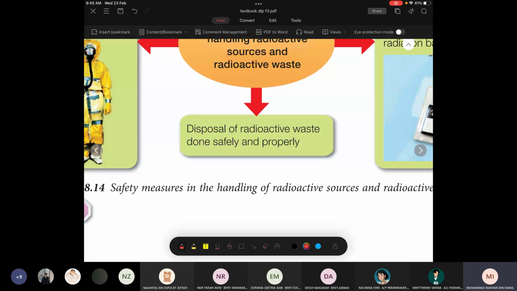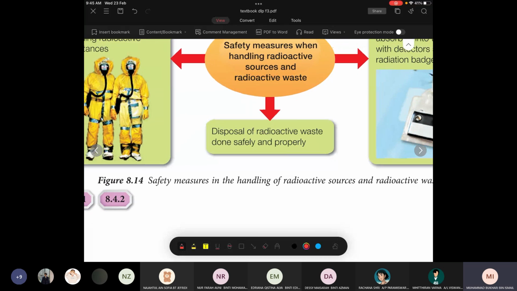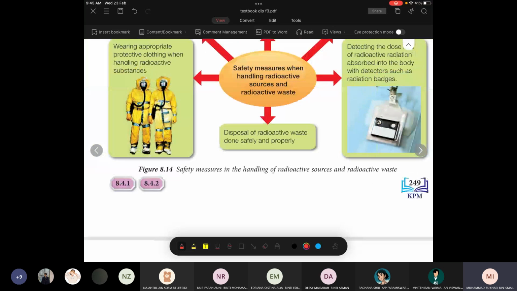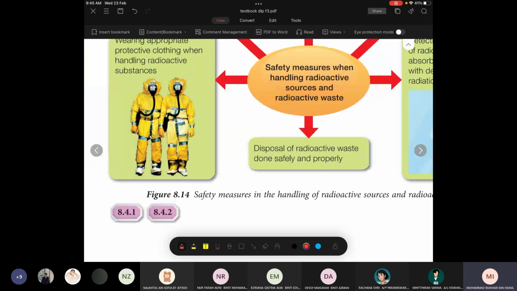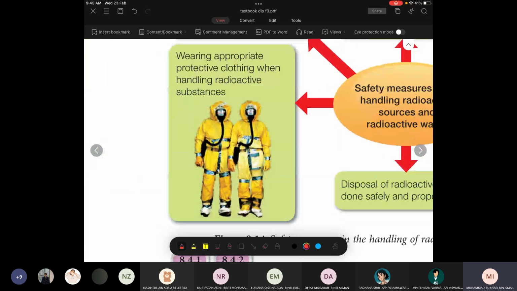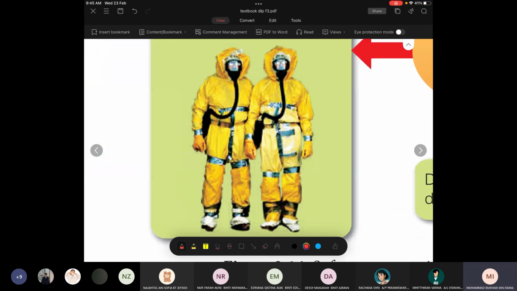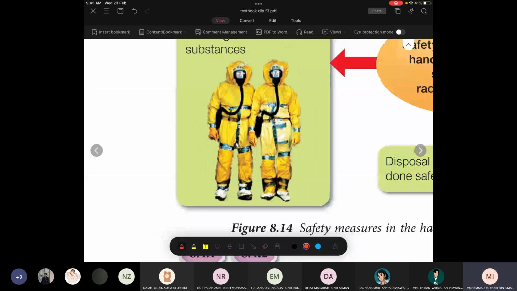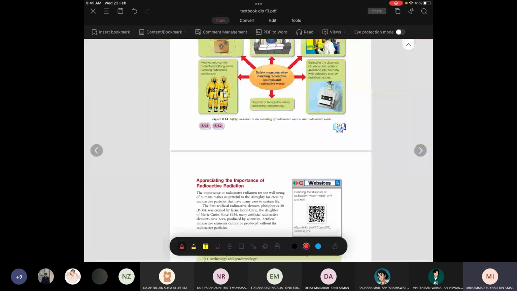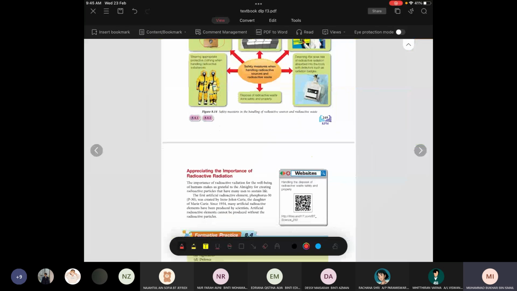Disposal of radioactive waste is done safely and properly. Usually, radioactive waste is buried underground, or sent far away from humans. Wearing appropriate protective clothing when handling radioactive substances. So they need to wear proper clothes to avoid radiation. Okay, those are among the measures taken.